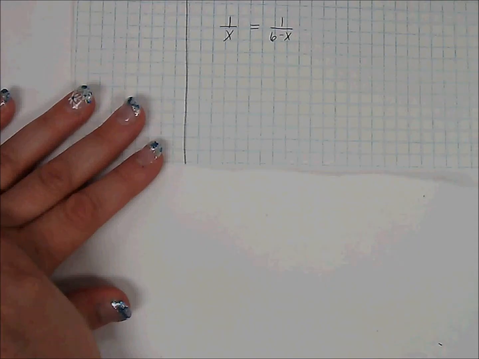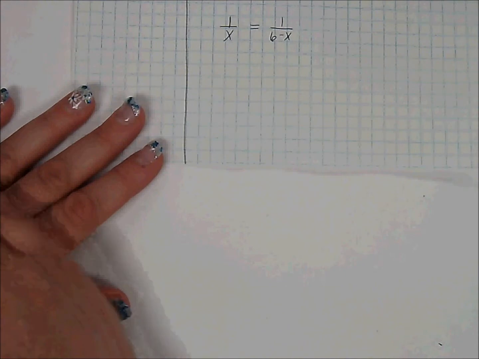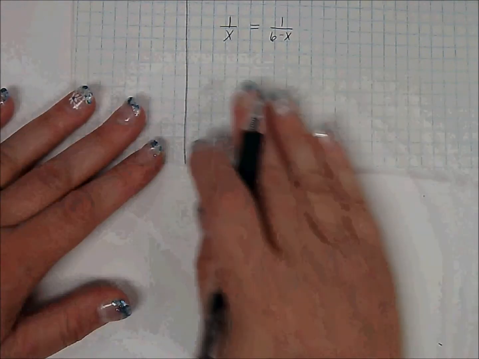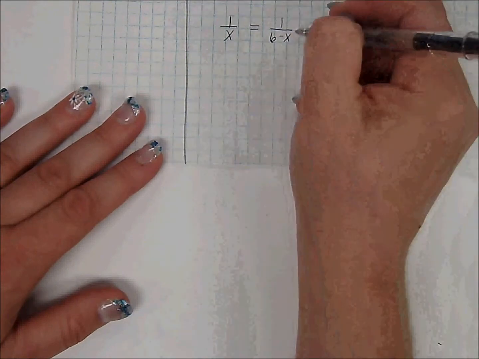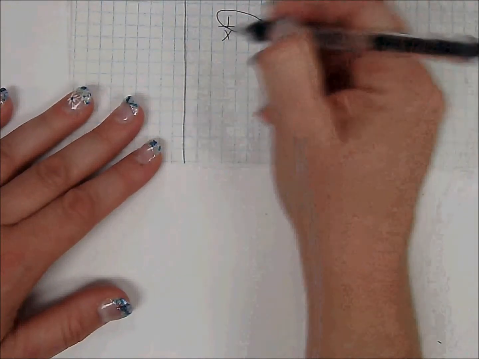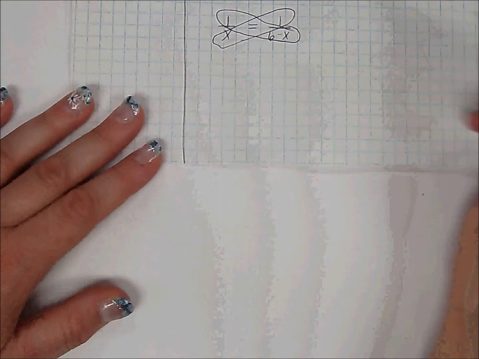So again, we have another problem, and we can do it either way of the two ways we showed you. It happens to be that it's one fraction on one side and one fraction on the other. So I'm going to go ahead and do it this way. If you want to do common denominators, you can.